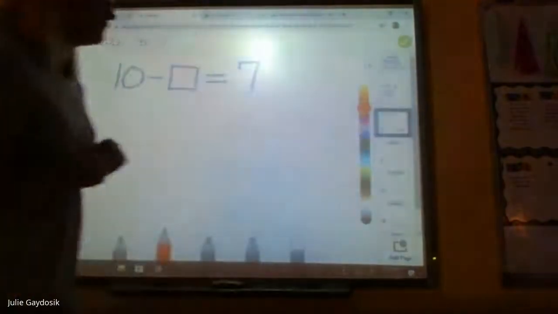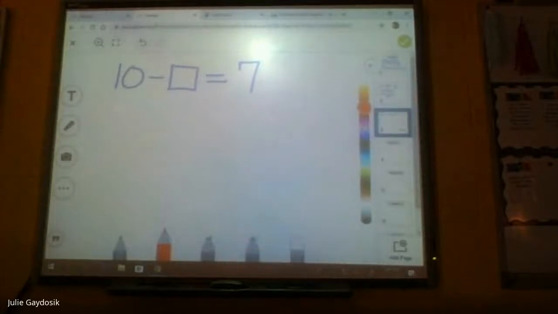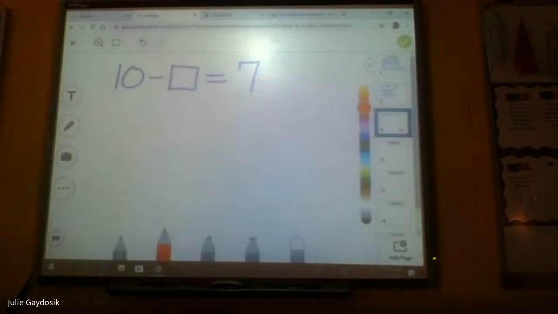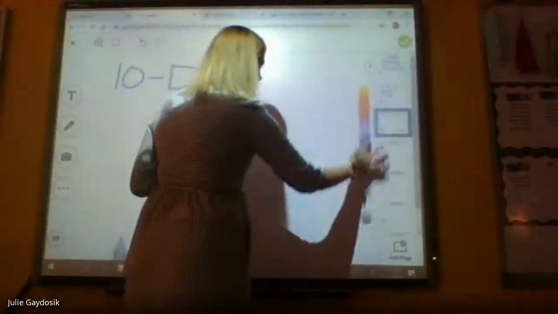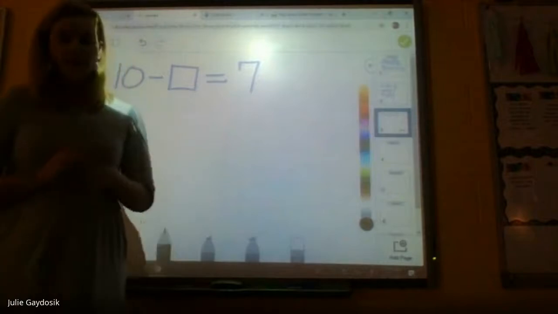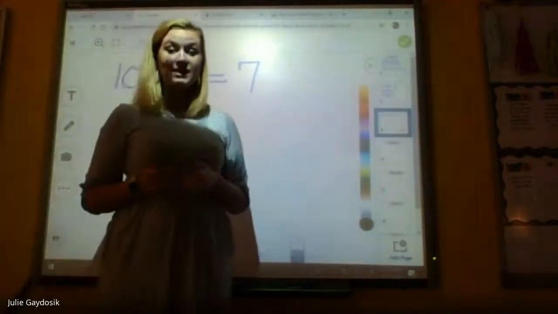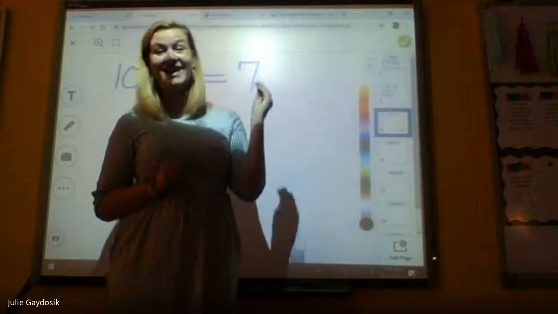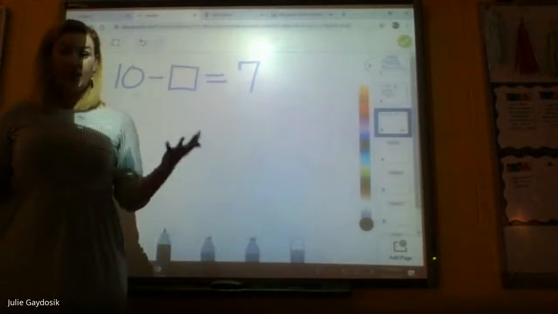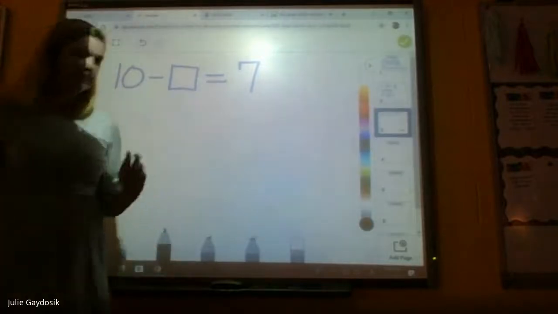All right, let's go ahead and practice this one. This is the missing number in a subtraction problem. Now to solve this one, this is 10 minus unknown equals 7. To solve this equation, I'm going to use an open number line. The reason I'm going to use an open number line, and this is just my personal preference and what I tend to see in students, is that an open number line is easier when that second number is missing for addition and subtraction.